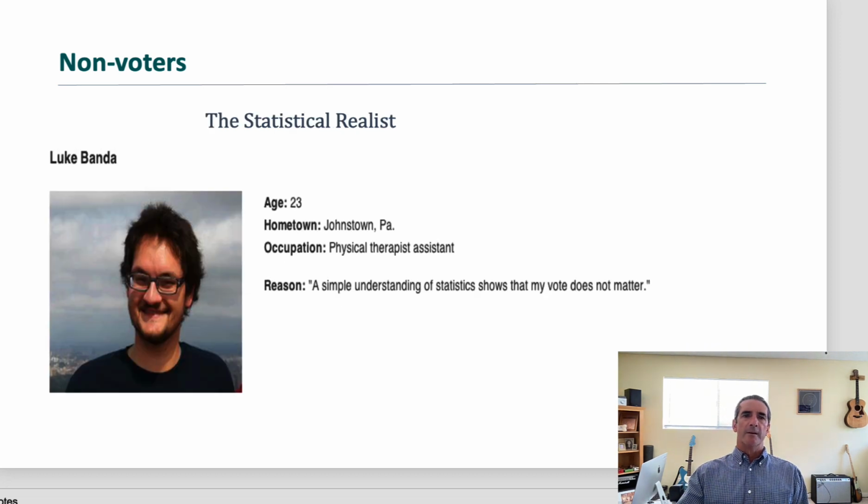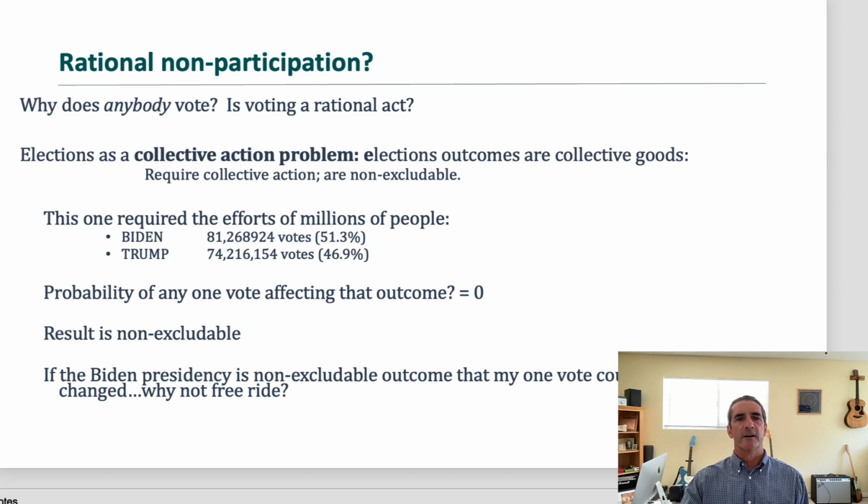This guy, Luke Banda, I call the statistical realist. He says, "A simple understanding of statistics shows that my vote does not matter," which I think he's referring to this right here. And in a strict sense, he's right. Now, we talked before, when we talked about interest groups and why public interest groups can manage to survive given the temptation of free ride and enjoy the benefits if they're achieved that those public interest groups are striving to create.